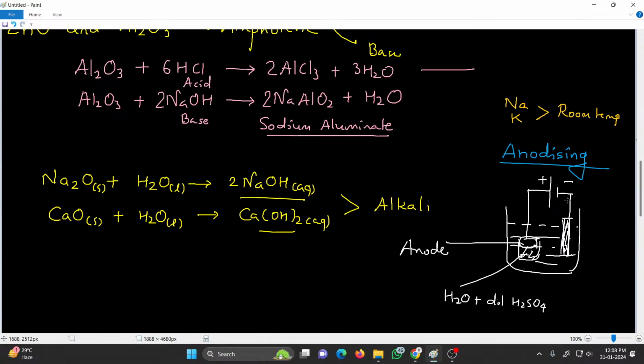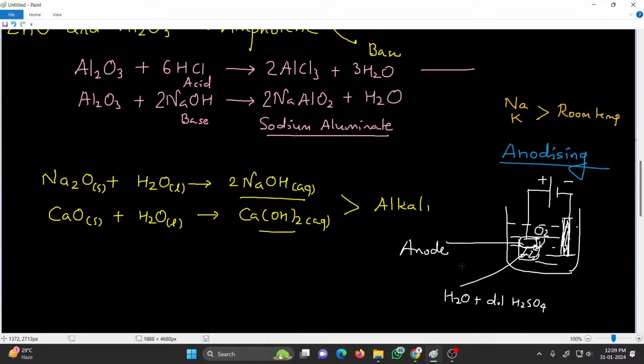So the aluminium article is made the anode. Then what happens? There is electrolytic decomposition of water, and oxygen gas is released near the anode, and that oxygen reacts with the aluminium, and a thick layer of aluminium oxide forms on the aluminium article. This method of forming a protective thick layer of aluminium oxide on an aluminium article is called anodizing.